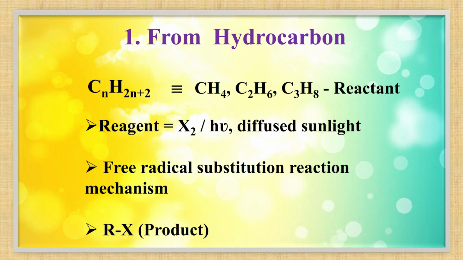But how can you do this? By using some reagent. So we need a reactant and a reagent to prepare the product. The reagent in this case is halogen and diffused sunlight or ultraviolet light, UV light. The mechanism which this reaction follows is free radical substitution reaction. The product at last will be the haloalkane, or RX.